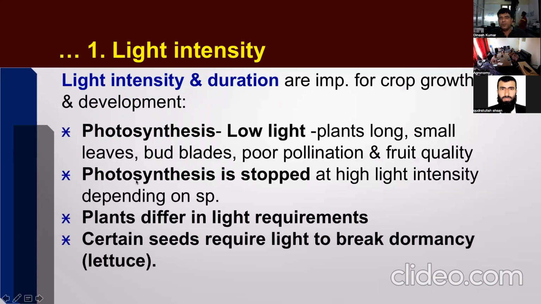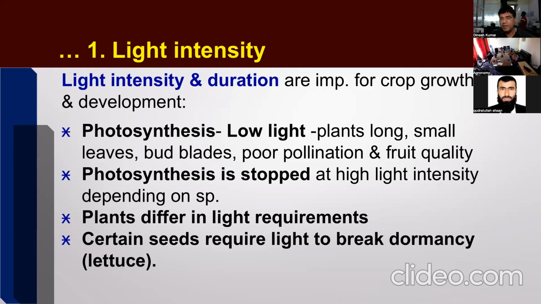Now, light intensity and duration are important for crop growth and development. You know what happens to photosynthesis. If you have low light intensity, it means a relatively dark period. So plants become longer. Plants are taller in the absence of light or low light. They would have small leaves, weak blades, poor pollination, and fruit quality is adversely affected under low light intensity. Photosynthesis is stopped at high light intensity depending on the species. If you have too much brightness, the photosynthesis can be stopped.